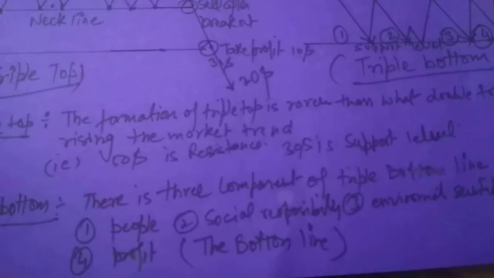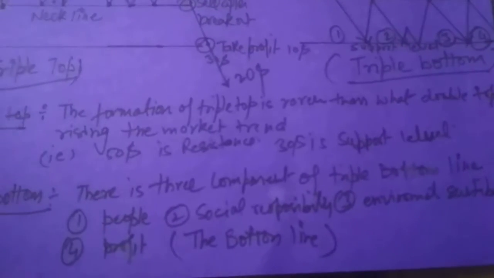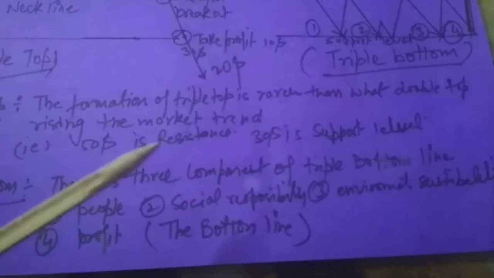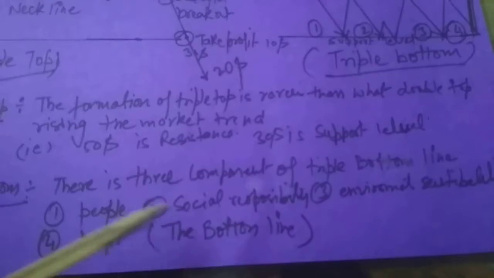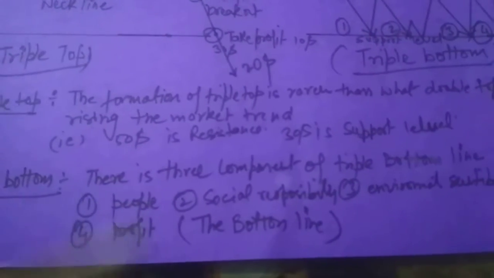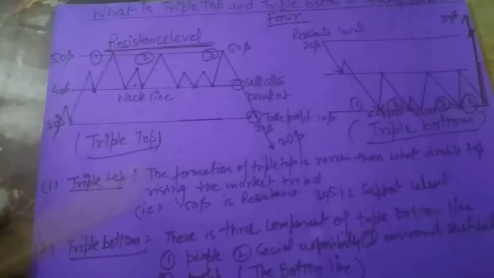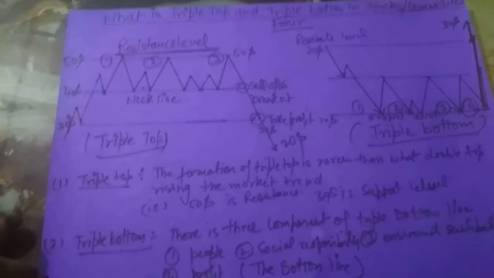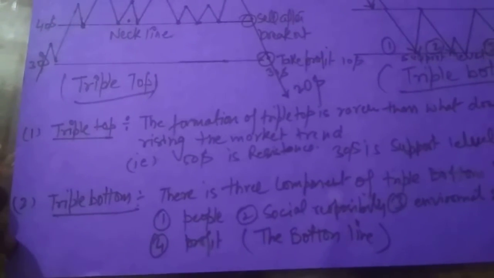Okay, triple bottom. These three components are the triple bottom line. First is people, second is social responsibility, and third is this fourth component. The first people, second responsibility, environmental sustainability, and profit. The bottom line. If some stock has a good bottom line and can make a good profit in commodity, and suppose in another area, then it can jump to a higher level. That's simple.